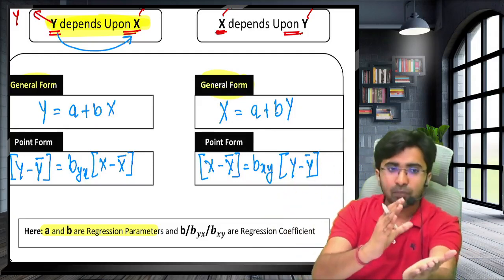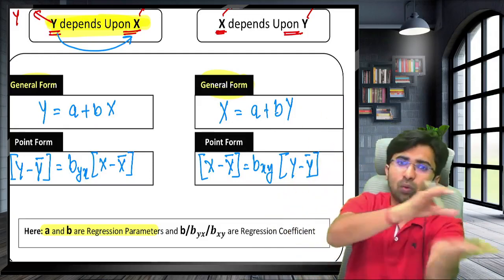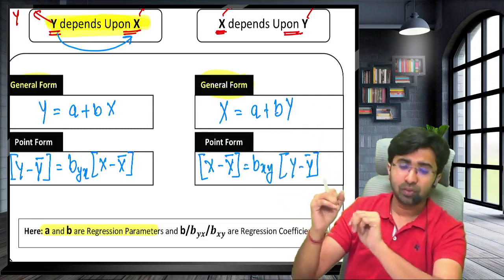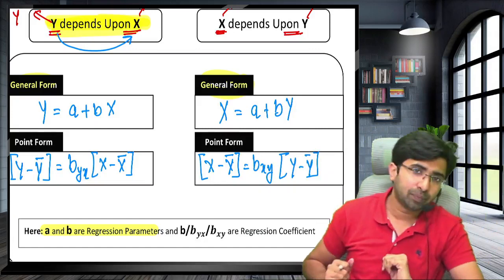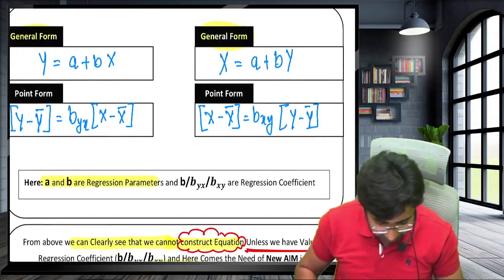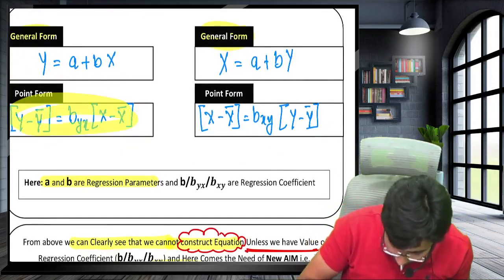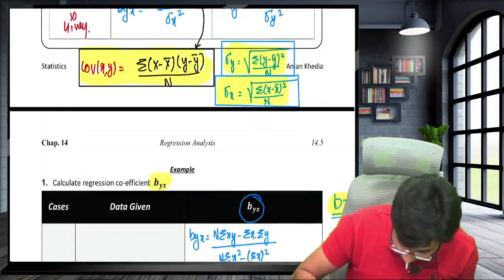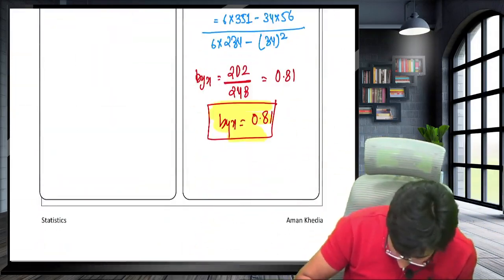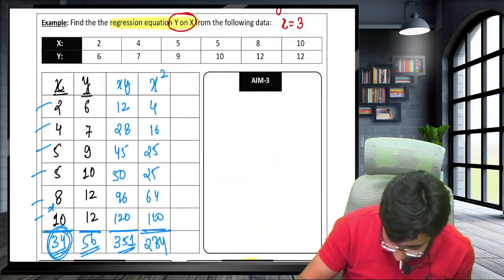Y on one side. If you are making y on x, y on one side and the remaining on the other. If you are making x on y, x on one side and the remaining on the other. But to construct the line equation, we use point form. Now let's come to this. I will explain this now, guys. Sir, I want to have y on x.